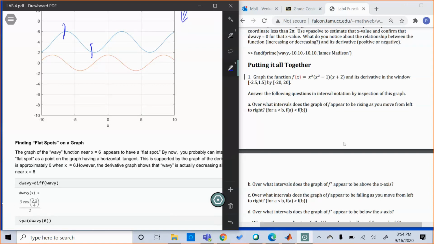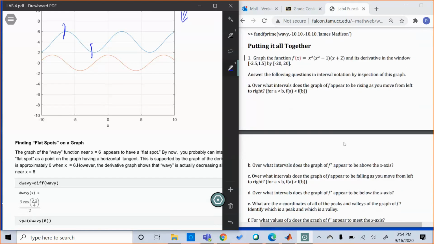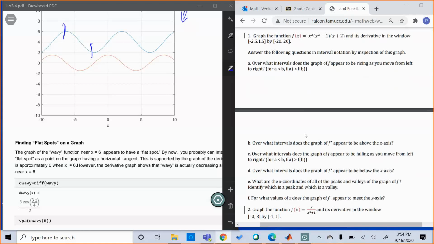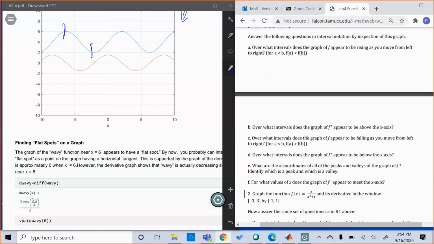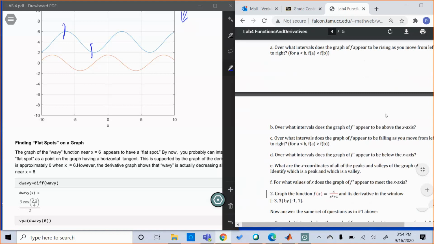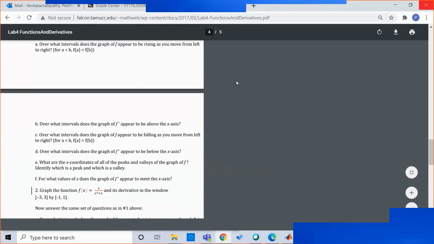What intervals does the graph appear to be rising as we move from left to right? I'm sure it is easy to do. And do not get confused with this expression. Just write whatever you see, whatever you understand from this. You just have to mention certain intervals where you find a rising function. If you feel that your function is rising, mention that interval. Likewise, you will have to answer the other questions also.